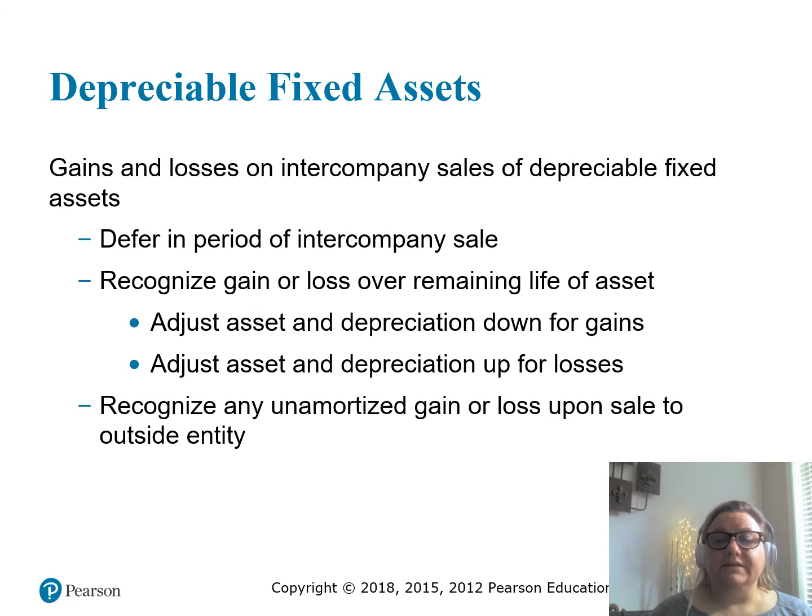Okay, gains or losses on intercompany sales of depreciable fixed assets. So now we have something that depreciates, like a plant asset. You're going to defer in the period of intercompany sale. You're going to recognize the gain or loss over the remaining life of the asset and adjust the asset and depreciation down for gains and up for losses. Recognizing an unamortized gain or loss upon the sale to the outside entity: once it finally is going out the door, then you can go ahead and recognize the gain or loss, but you can't do it when it's between the two companies.